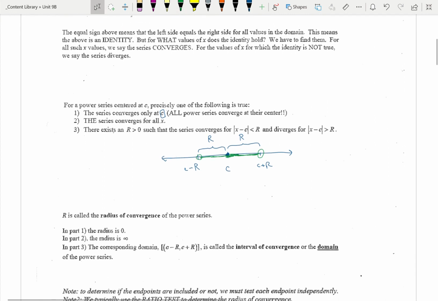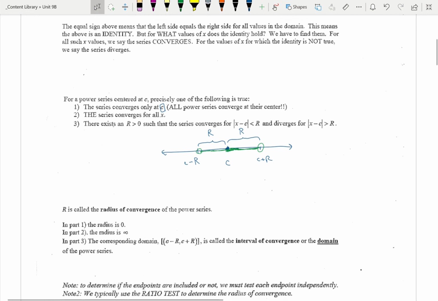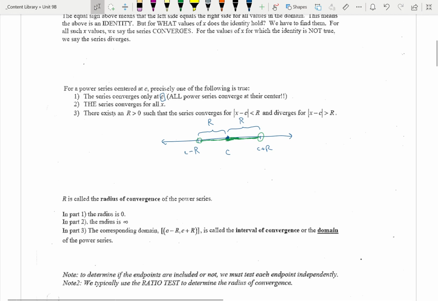And down here, we've got a little bit of a summary of those scenarios. The radius is 0 in part 1, the radius is infinity in part 2, and the radius is r in part 3, and the domain is going to be the interval of convergence between c minus r and c plus r. And again, those endpoints could be included or they could be non-included, and we have to test those. We also, in order to find r, which is the bigger question, we're generally going to use the ratio test.